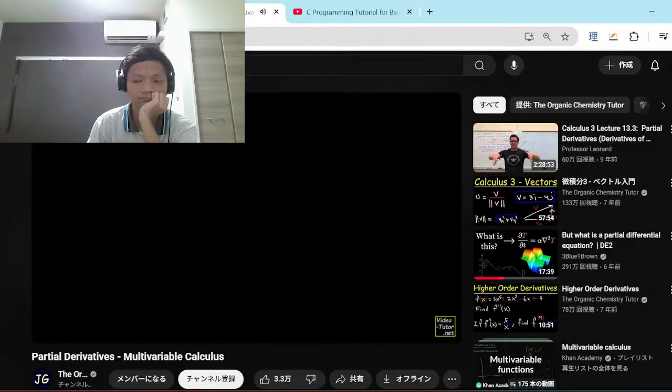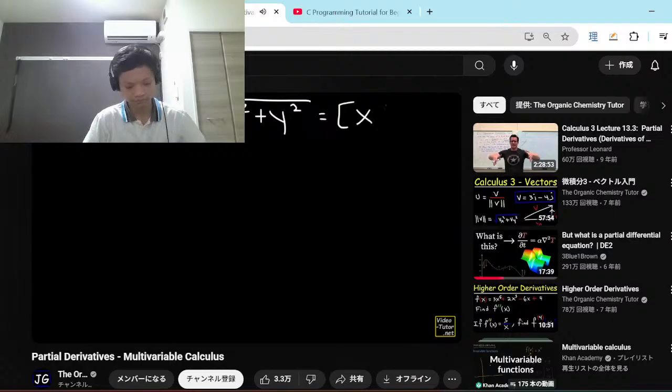Now let's try a problem involving square roots. So let's say f is equal to the square root of x squared plus y squared. Find the partial derivative with respect to x and y. So first, let's rewrite it. So this is equal to x squared plus y squared raised to 1 half.